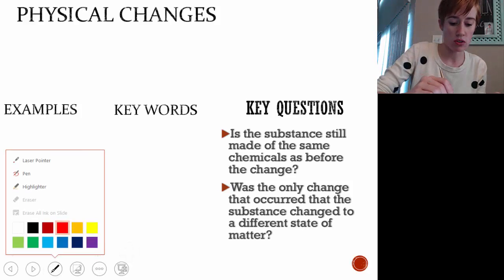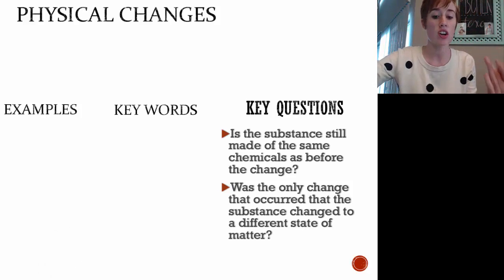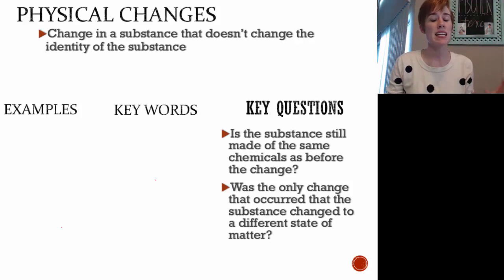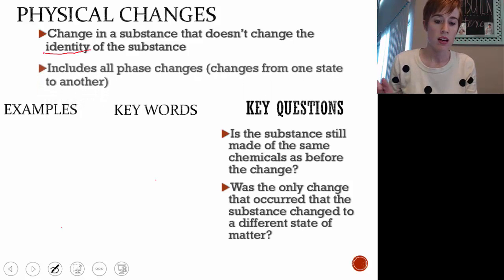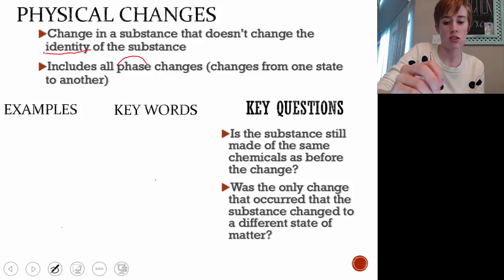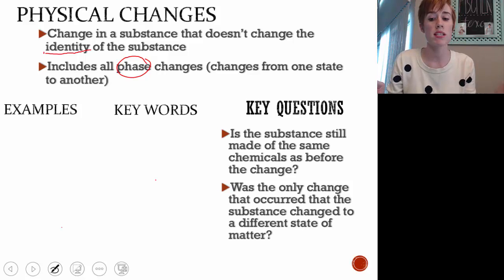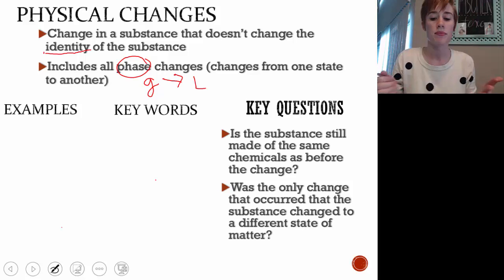So what are physical changes? Physical changes are essentially changes that occur in the substance but do not change the actual chemical structure of that substance. So the identity of our substance will stay the same in a physical change. Typical physical changes that we hear about the most often are phase changes, okay? And a phase change is anytime it changes from one state to another. So for example, if we have water vapor that's in a gas state and it cools, that would be an example of a phase change. Okay, so I'm changing from the gas state to the liquid state.